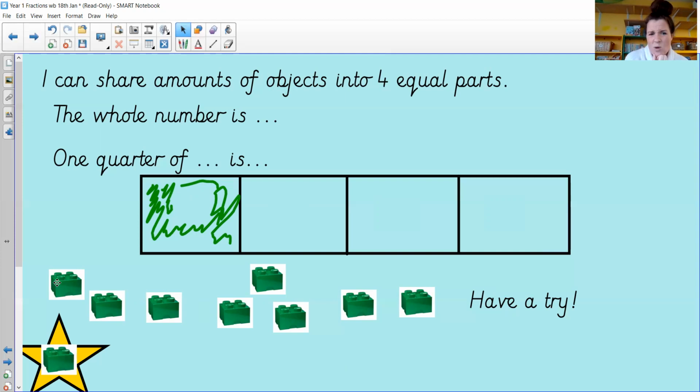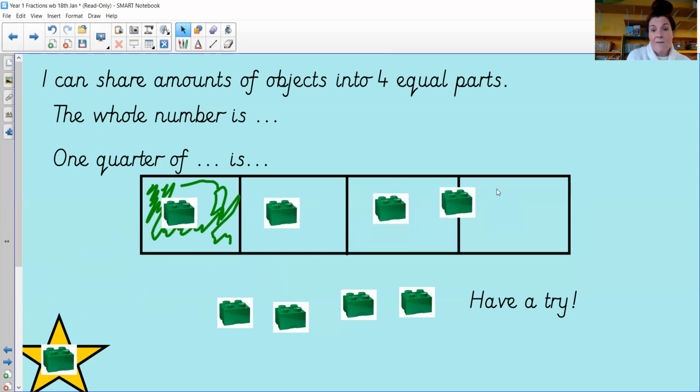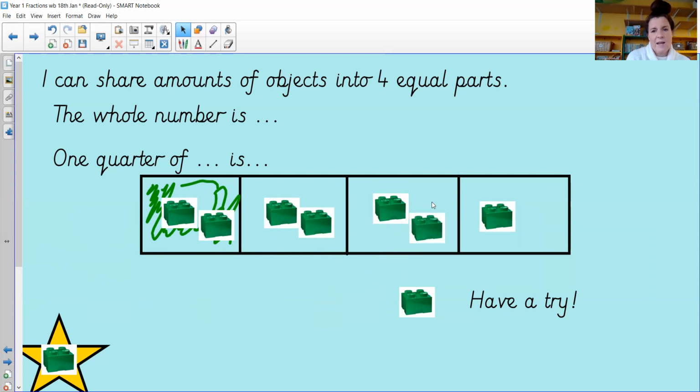Now I want to find out what 1/4 of 8 is. How am I going to do that? I'm going to share my 8 Lego bricks into my rectangle. So 1, 2, 3, 4, and 1, 2, 3, and 4. Have I got the same amount of Lego bricks in each part of my rectangle? Let's check. So I've got 2 here. I've got 2 in this part. I've got 2 in this part. And I've got 2 in this part. That's the same, isn't it? It's equal amount.